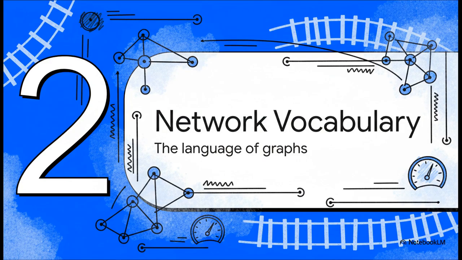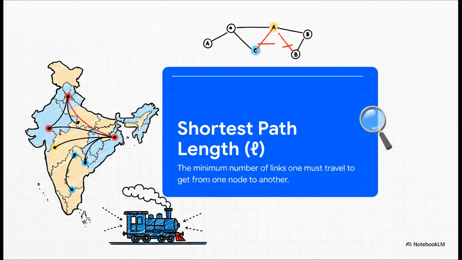Okay, so we've got our nodes and our links. Now we need some tools to actually measure and describe the network they create. This is where we learn the basic language of network theory. So our first key metric is the shortest path length, which you'll usually see written as the symbol L. In the abstract world of networks, it's just the minimum number of links you have to cross to get from one node to another. But what does that actually mean for you, the passenger, trying to get somewhere?